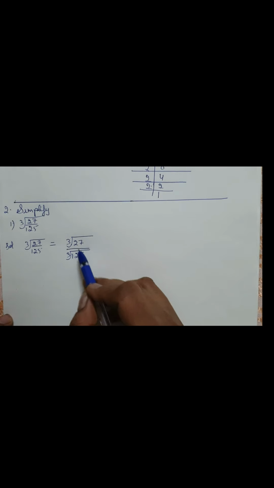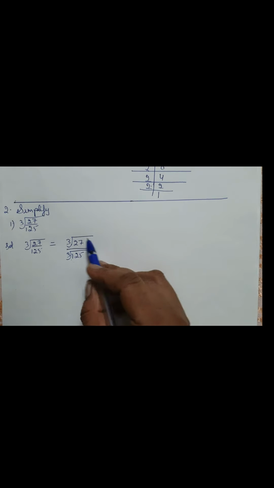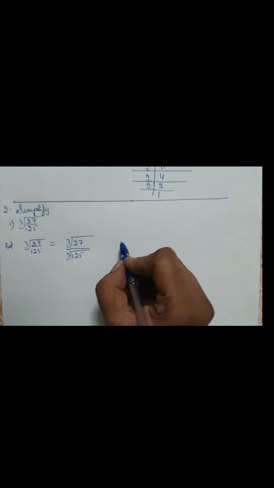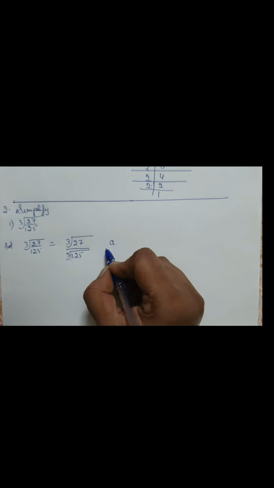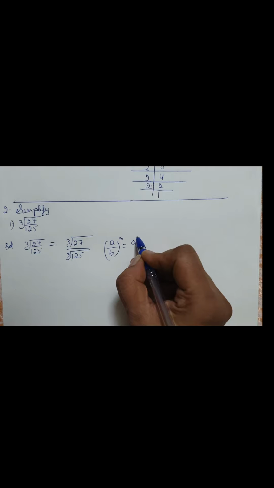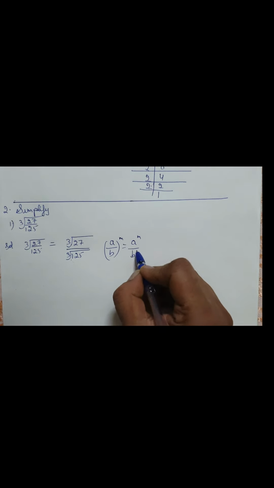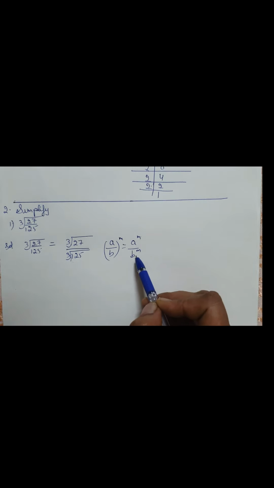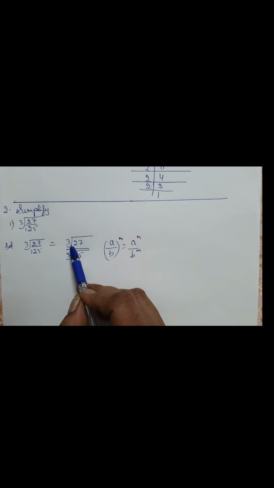Now we have to find the factors of these numbers. Now children, how did we get this? You remember this? Laws of indices. In the laws of indices, that formula was there: a upon b raised to m is equal to a raised to m upon b raised to m. The same thing we have to do. So by the same rule we write cube root of 27 upon cube root of 125.